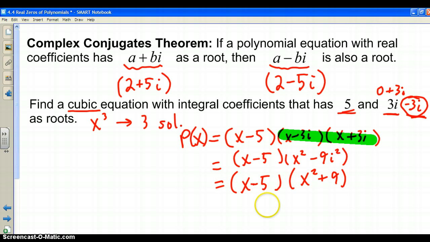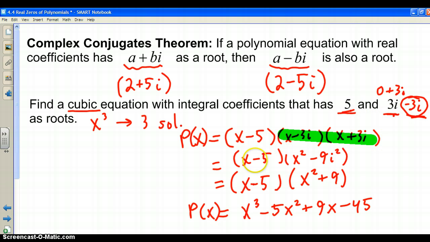So now let's FOIL these two, and we get x to the third minus 5x squared plus 9x minus 45. And that is our function. Working in reverse, finding the roots first, then finding the factors, multiplying those to get the polynomial. So very similar to what we did the other day, but with this little twist that you had to figure out the third root. We knew there were 3 roots because it was cubic.